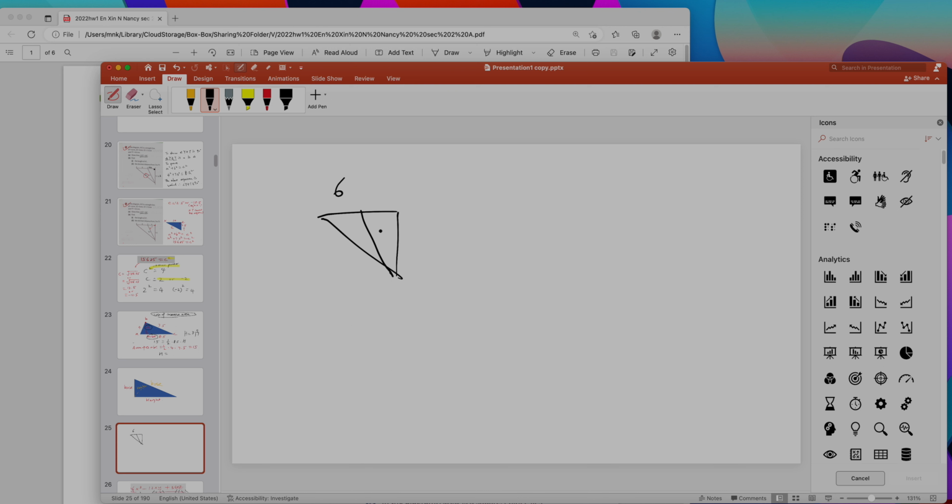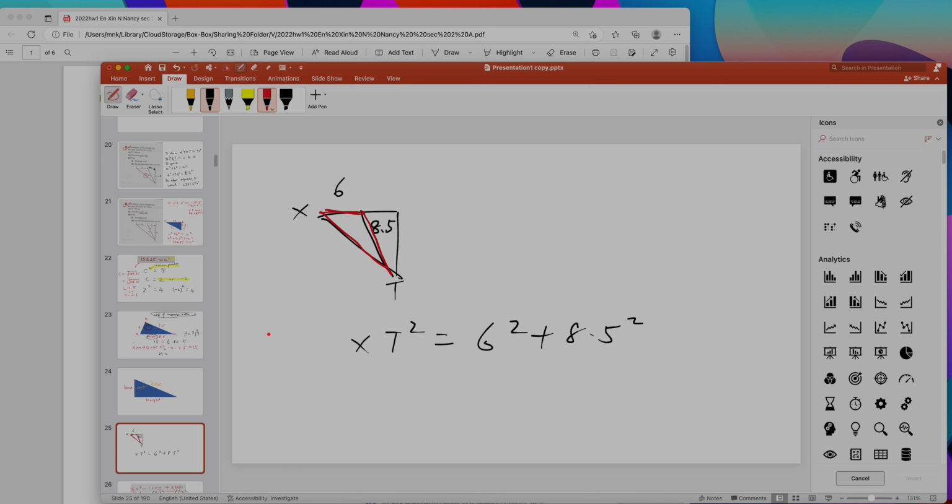This is 6, right? And let's say this is 8.5. And then they go ahead and to find the XT, you know what they do? They just use XT square is equal to 6 square plus 8.5 square. Can you use this? Why can't we use this? Can you use this to find XT?